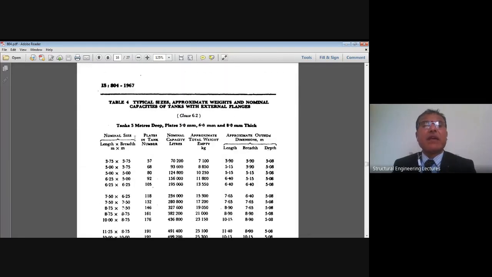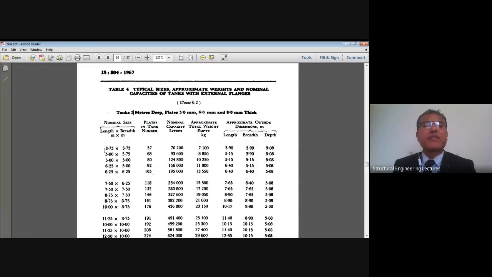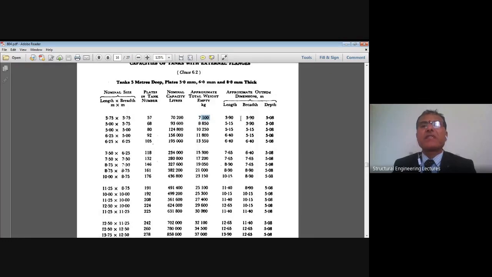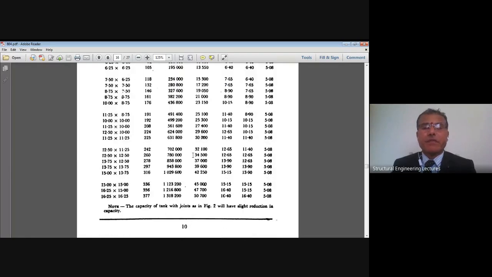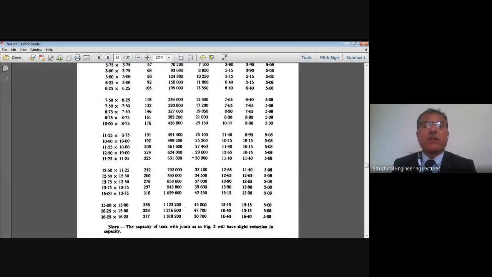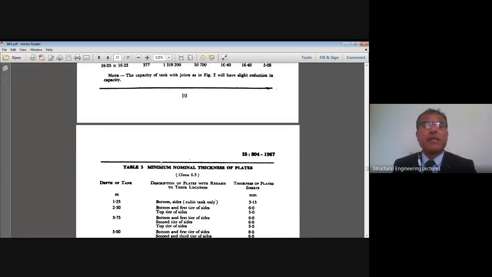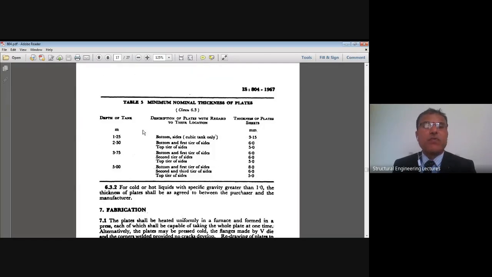Three tires, and even I may have the 4 tires. Then 5 meter depth, for which the bare minimum dimension is 3.75 by 3.75 with 3 plates, right? Whereas the depth is 4 plates, then you require 57 plates, and it can store 70,200 liters with sulfate of the tanks 7,100 kgs with external dimensions 3.9 by 3.9 by 5.08. That is how up to four plates, 4 tires we can use.